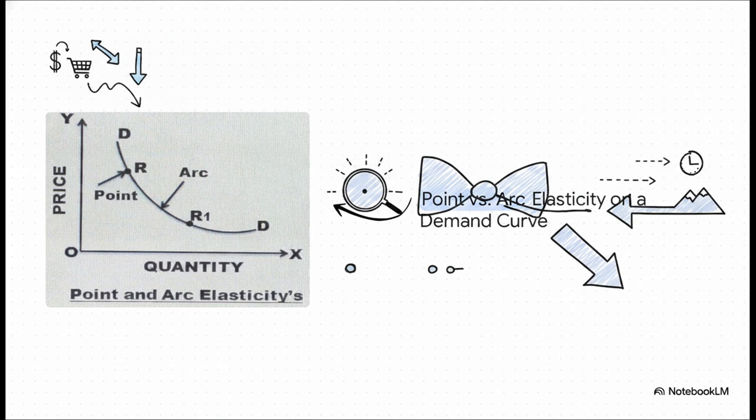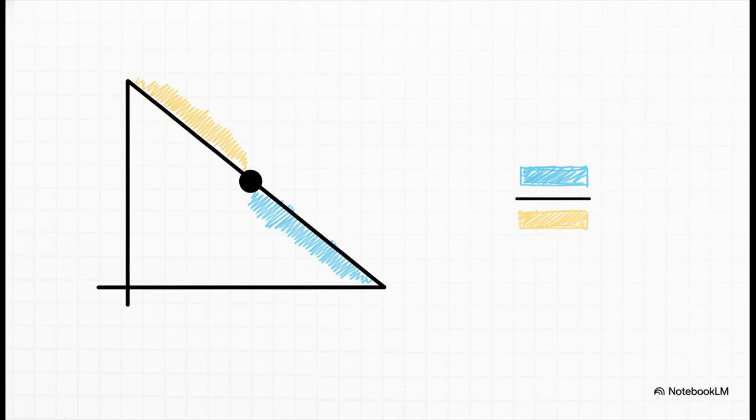But if there is a significant price swing that physically moves us down the curve, we're going to measure the arc between those two distinct realities. Now, if you have a straight line demand curve, calculating point elasticity is actually a wonderfully simple geometric trick. You just divide the lower segment of the line by the upper segment. Pick a point, measure the distance down to the bottom axis, and divide it by the distance up to the top axis. It really is a brilliant, quick way to find elasticity at any exact moment.